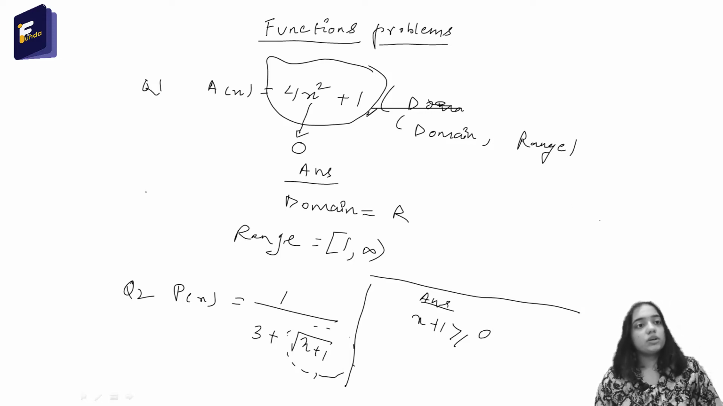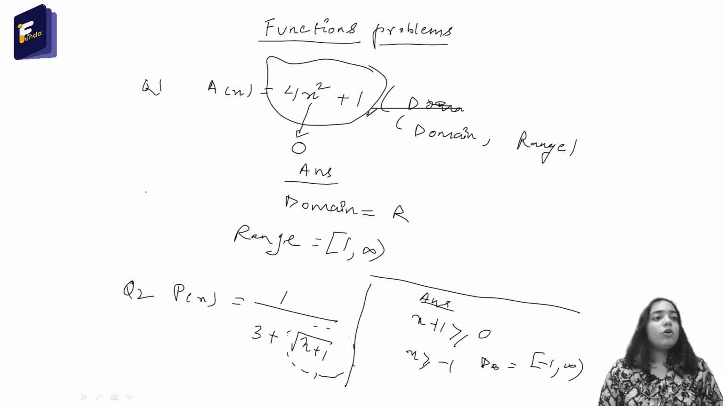So x plus 1 is greater than or equal to 0, and x is greater than or equal to minus 1. So the domain is minus 1 to infinity, minus 1 closed, to infinity.